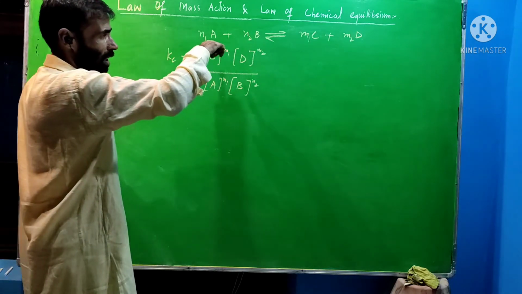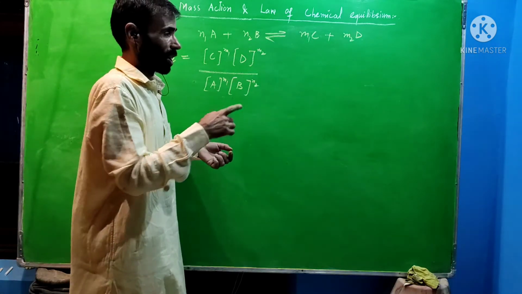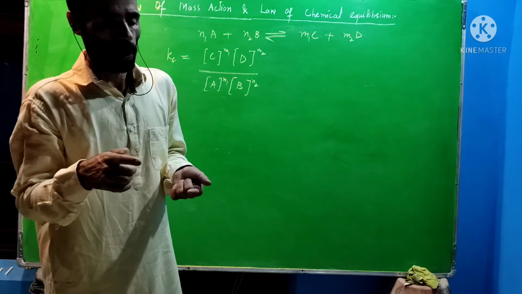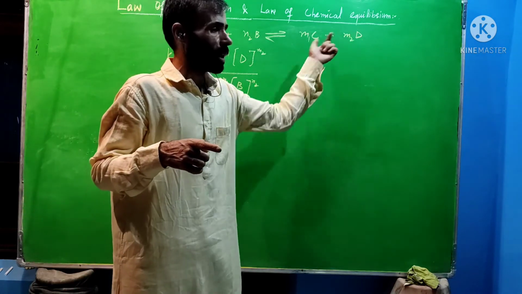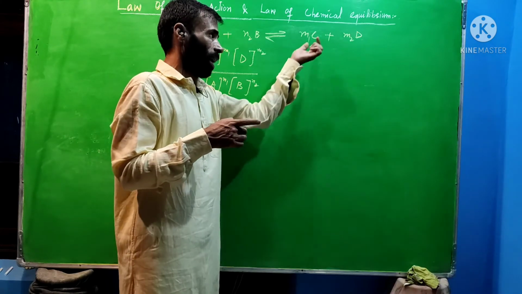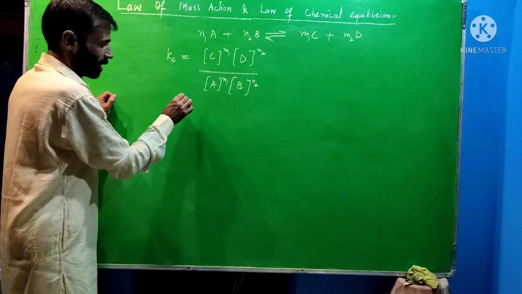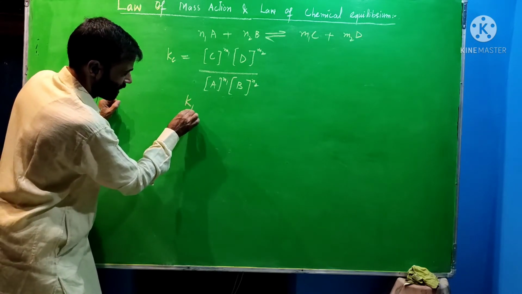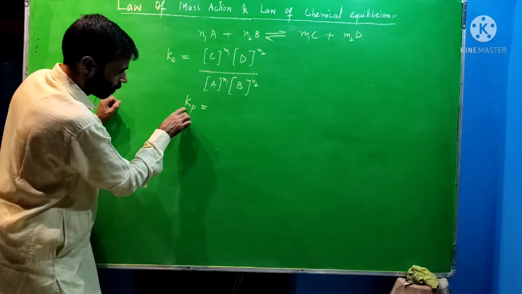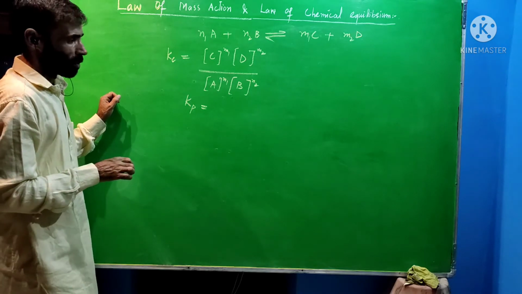If this reaction is a gaseous phase reaction, meaning the reactants are also gases, or some of the products, one, two, or both may be gases, then we can take the constant as Kp. This is the equilibrium constant of the same reaction in terms of pressure.